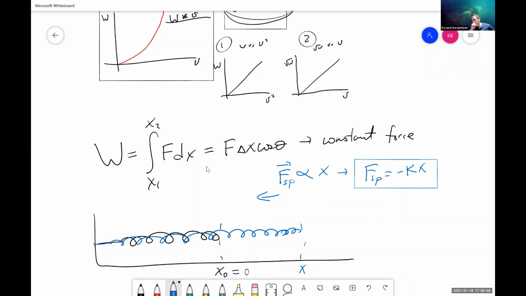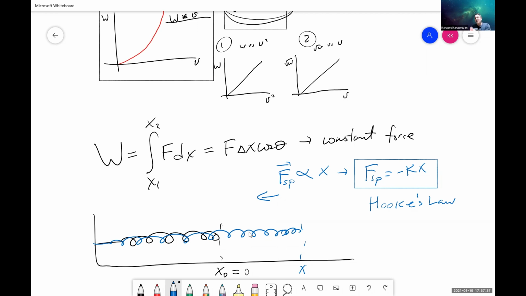Have you guys seen this equation already? What is the name of this equation? Hooke's law. Yes, thank you. It's Hooke's law. So this is Hooke's law, which relates spring force or restoring force to the distance that you are stretching or compressing. F spring equals negative kx.